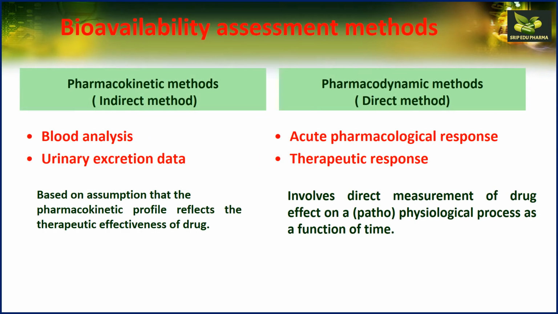In bioavailability, first of all, you have to know the definition of bioavailability, types of bioavailability, then various methods for its assessment. In methods, there are pharmacokinetic methods, which are also known as indirect methods, and pharmacodynamic methods, which are direct methods. In the indirect method, there is blood analysis and urinary excretion data, and in the direct method we study acute pharmacological response and therapeutic response. So you have to study in detail the bioavailability assessment methods.